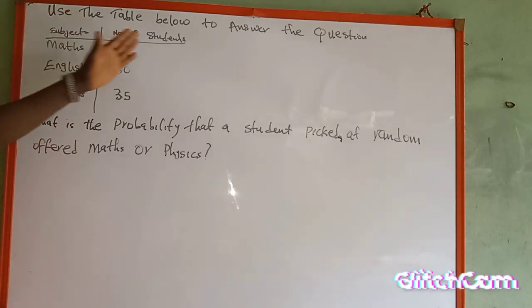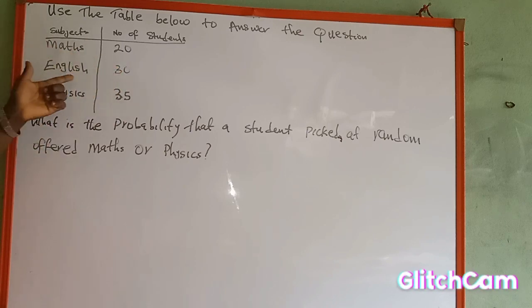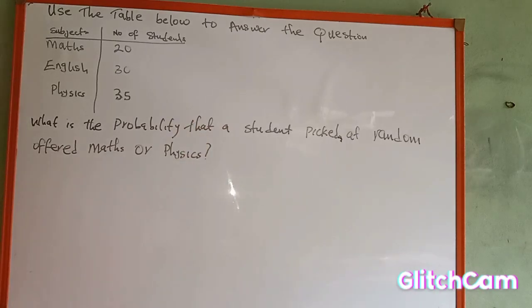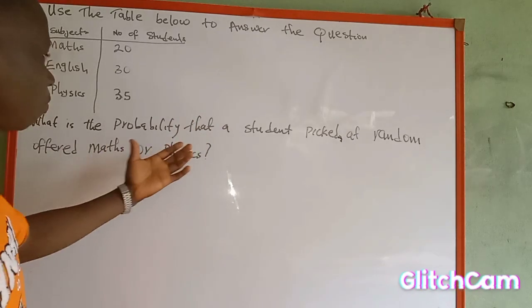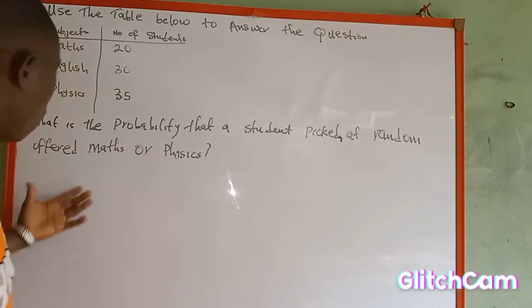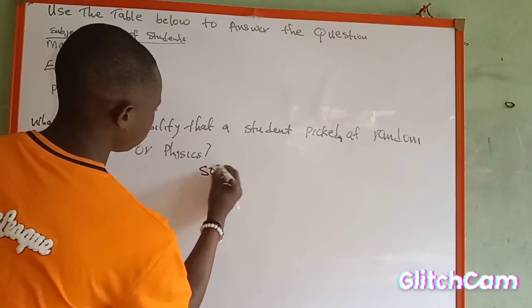This is subject and this is number of students. Maths is 20 students, English is 30 students, and physics is 35 students. And the question says, what is the probability that a student picked at random is for maths or physics? So, solution.